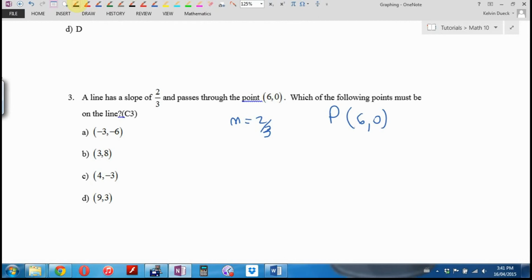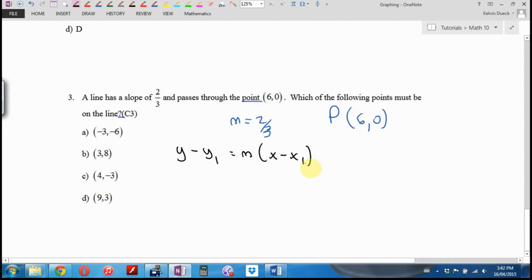What is slope point form? It's this. Oh, you're already plugging stuff in, but I'll just refresh the template because this is what you got to have in your brain. What can I plug in based on what they gave me? What did you say the slope was?